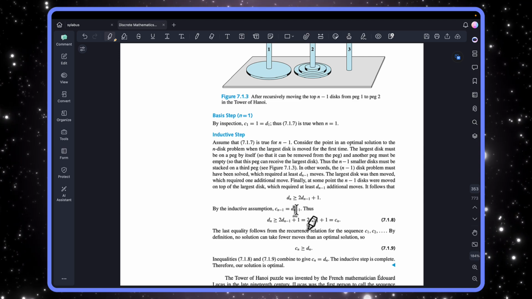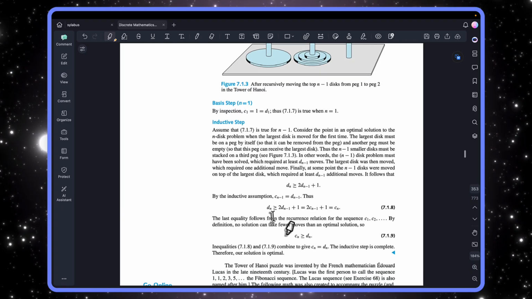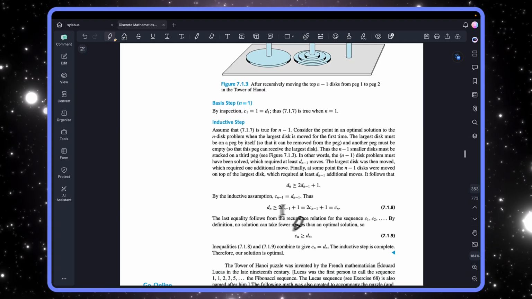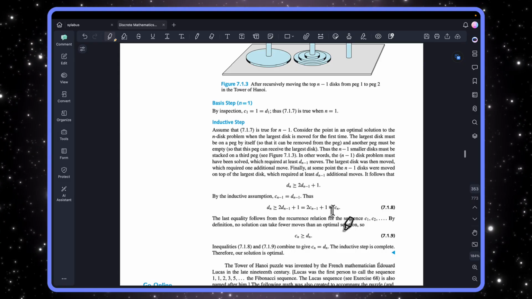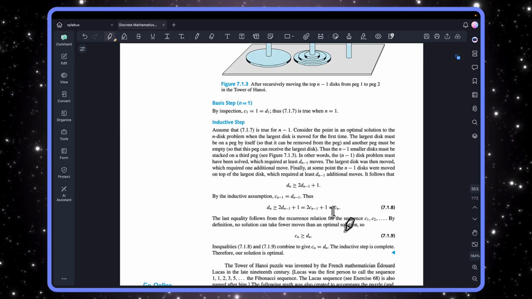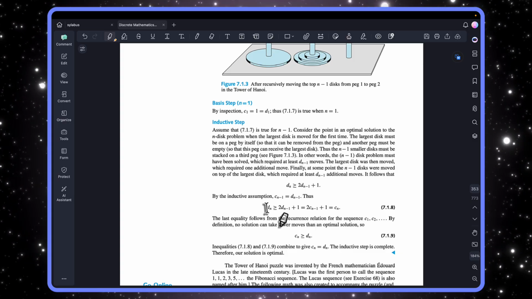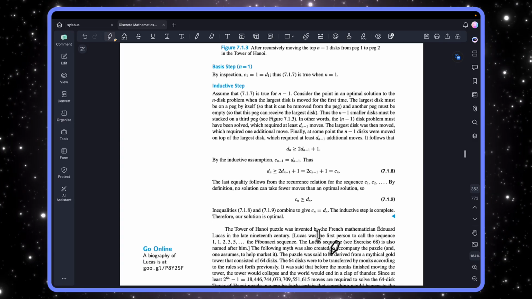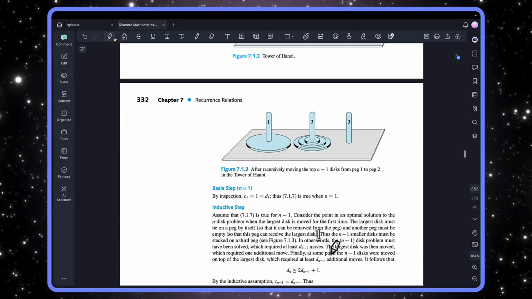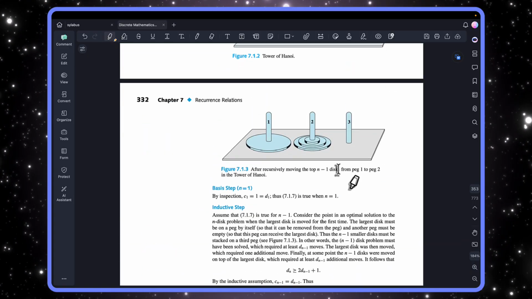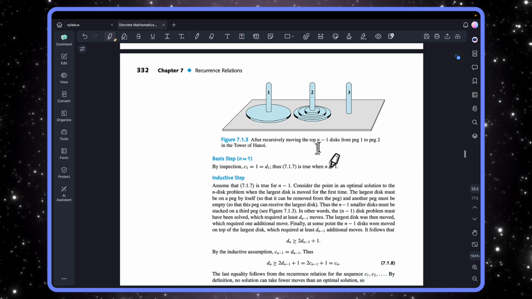But by our inductive assumption, D sub n minus 1 is C sub n minus 1. So D sub n is greater than or equal to 2 times D sub n minus 1 plus 1, which equals 2 times C sub n minus 1 plus 1, which is C sub n. But C sub n is supposed to be the minimal one, so that means D sub n equals C sub n. It's kind of a subtle thing, but that's another example of a recursive relationship and how we can use it to help solve certain problems.